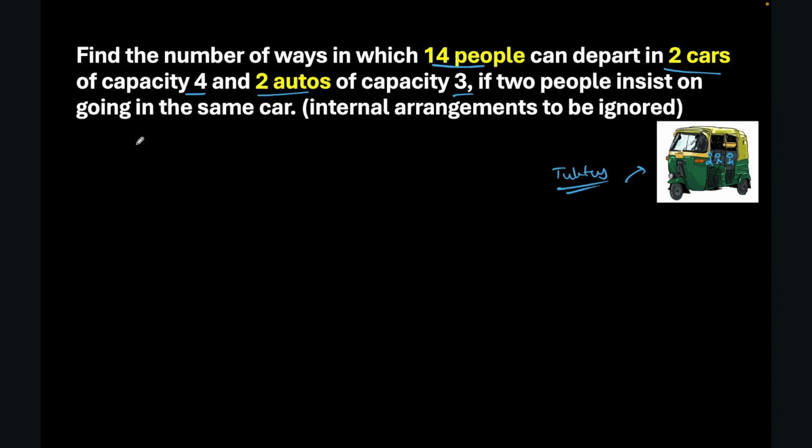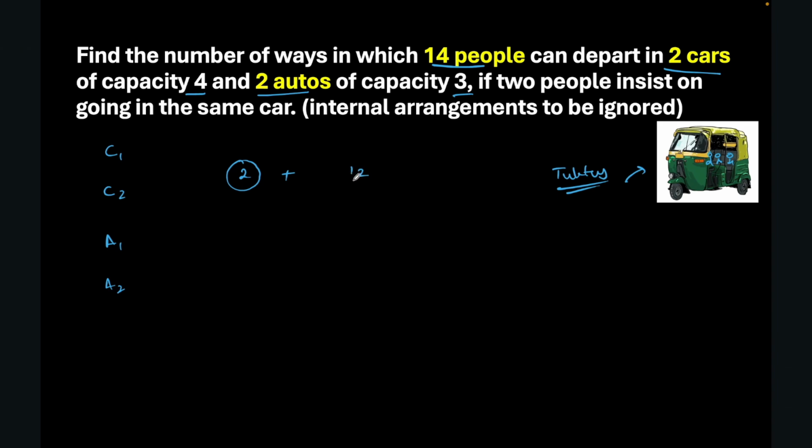So let's denote the cars, for example, with C1 and C2, and autos with A1 and A2, just because it's easier to communicate. We have to find the number of ways if 2 people insist on going in the same car. So there are 2 people who say we're going to be going in a car only. We're not going to go in the other means of transportation. So we have to make a kind of forced arrangement in this case. So what we're doing is we're actually doing a 2 plus 12 arrangement here. These 2 people are already going to go in either C1 or C2, and they're going to go in the same car, so they're going to go together.